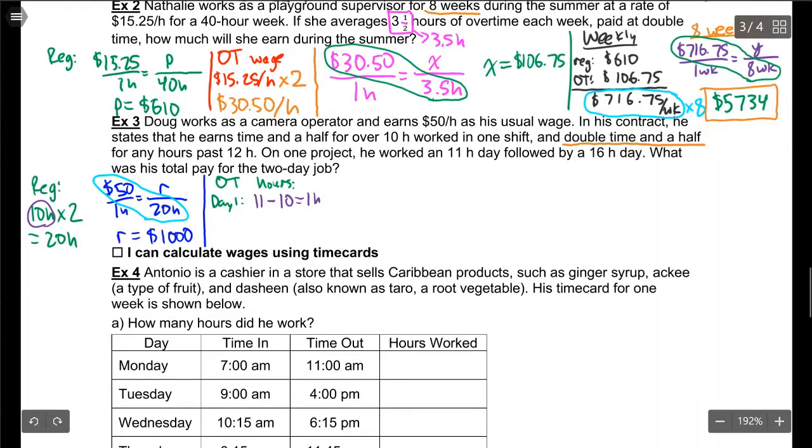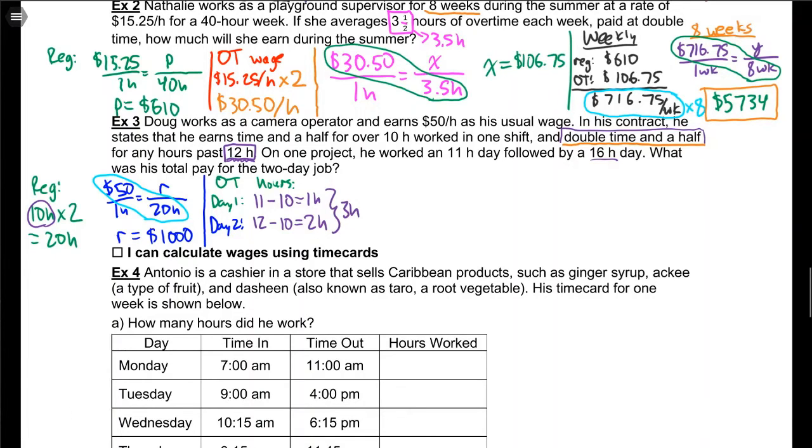And then day 2, he worked a total of 16 hours. But remember, he gets double time and a half for the hours past 12. So the overtime hours is only the hours up to this 12 hours. After the 12 hours, we're into this double time and a half category. So he only gets 2 hours on the second day at his regular overtime, and that combines to 3 hours for his time and a half. So let's figure out his regular overtime, his time and a half pay.